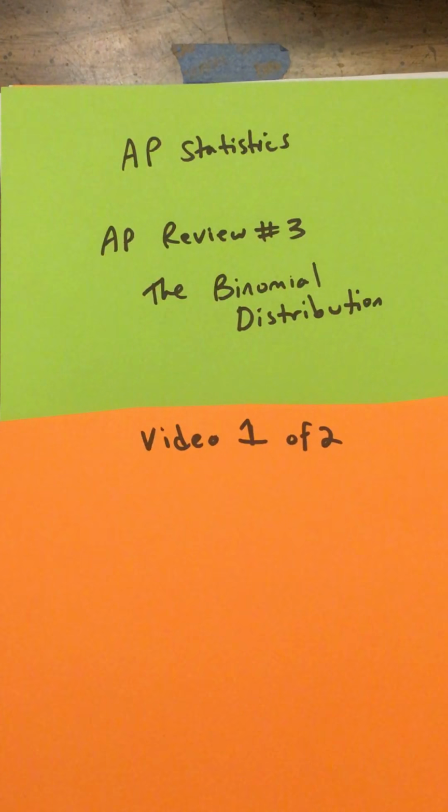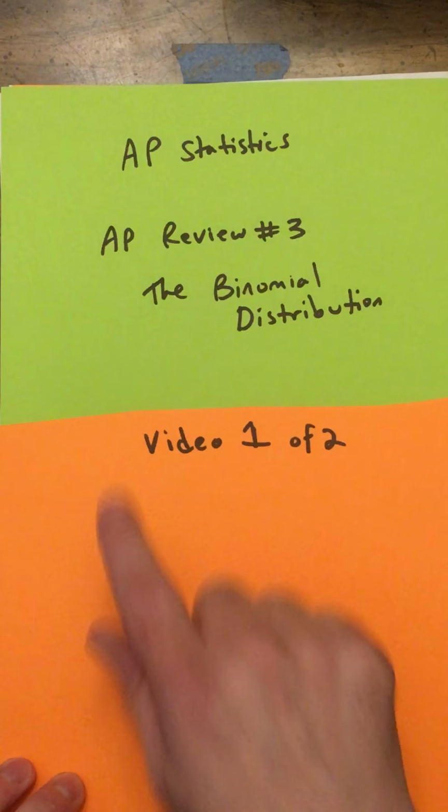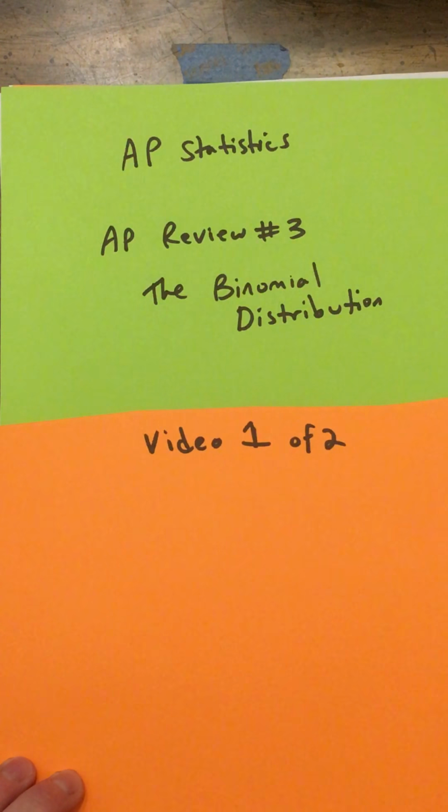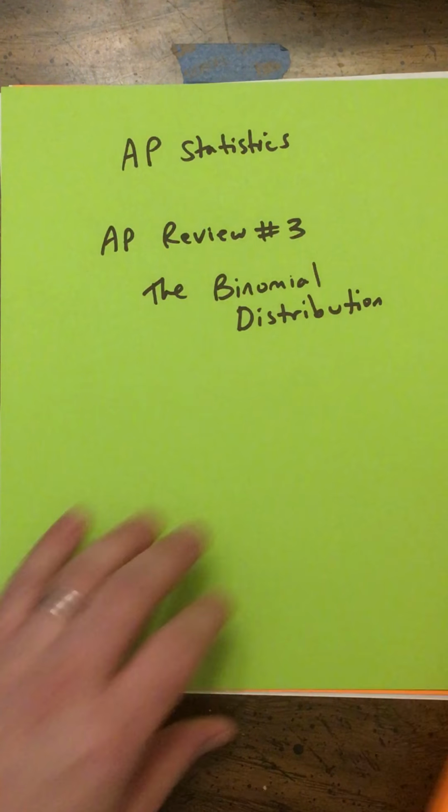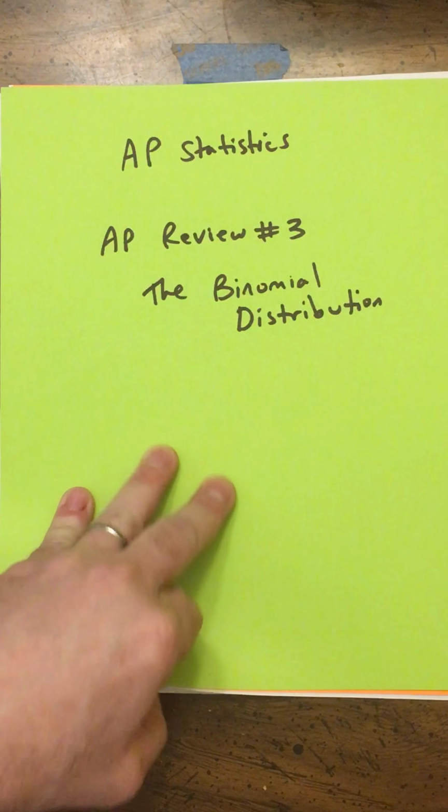Okay, hey guys, this is Mr. Krieger. This is going to be AP review number 3, the binomial distribution. This will be video 1 of 2. Okay, so print up the lesson.